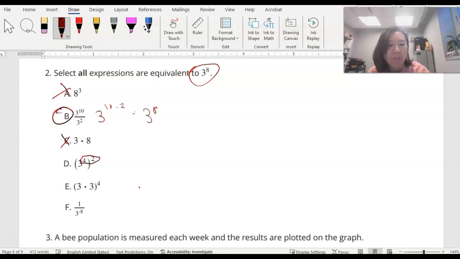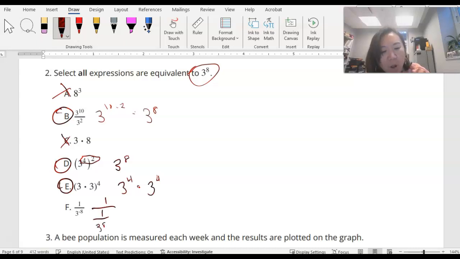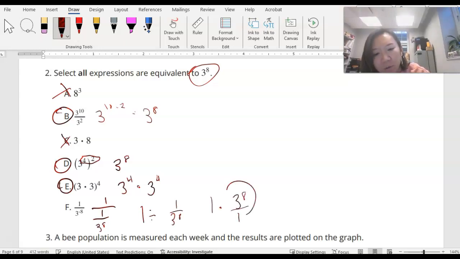This, because our exponent is outside of the parentheses and we are raising a power to a power, we would multiply, so it would be 3 to the 8th power, so this is true. Here, similarly, we would make this 3 to the 4th power times 3 to the 4th power, which is then going to be 3 to the 8th power, so this does work. And then this is 1 over 3 to the negative 8th power, which is tricky because this would be 1 over 1 over 3 to the 8th power. Well, 1 divided by 1 over 3 to the 8th is the same as 1 times 3 to the 8th over 1. So this is also equivalent.